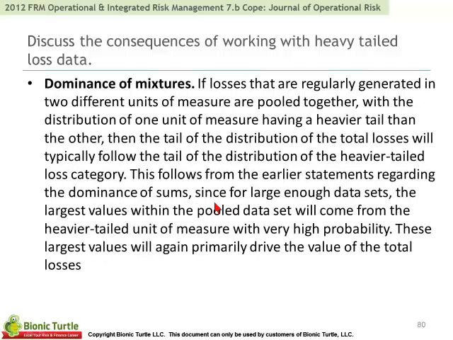Dominance of the mixtures. If we have losses that are regularly generated in two different units and they are pooled together, the distribution of the one unit of measure having a heavier tail than the other will dominate. Unit of measure, UOM, that's the cell that's inside that business loss. That's the cell that we defined as a certain event type in a certain business line, excuse me.